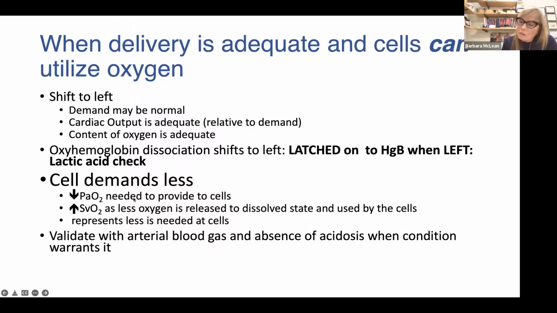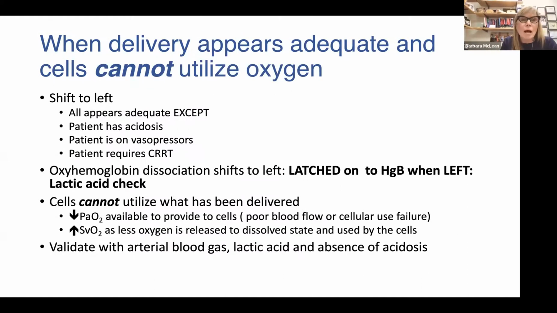Cells demand less, so less oxygen is needed. So the hemoglobin doesn't need to release it, it hangs on, but it always has to be validated. When you have an SvO2 of normal or elevated, it needs to be validated with the clinical condition and the absence of acidosis. And here's the one that's the most difficult. Delivery appears like it's adequate, and your SvO2 is shifted to the left. The patient has acidosis, that's not adequate. Your patient requires vasopressors, that's not adequate. Your patient's on CRRT, that's not adequate.